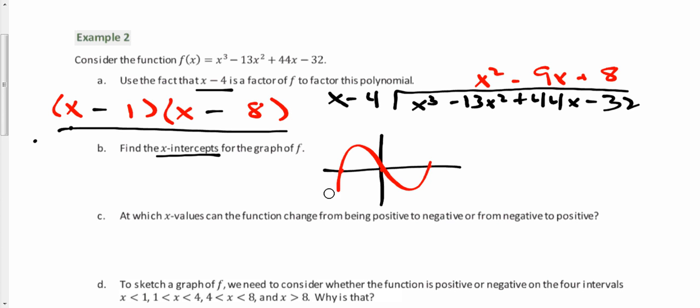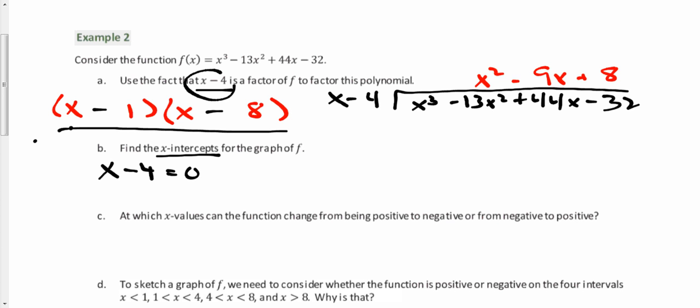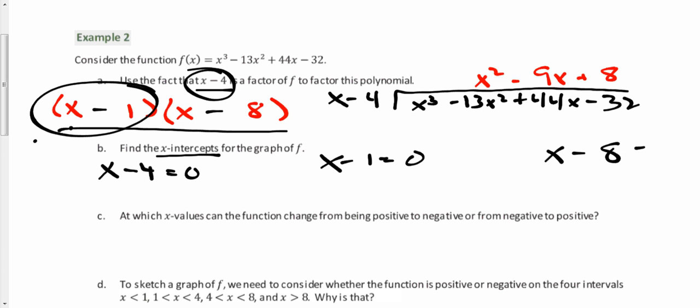So, remember how I find the zeros for my function. I set all my factors equal to 0. So, x minus 4 equals 0, right? There's one factor. X minus 1 equals 0. That's another factor. And x minus 8 equals 0. That's this guy right here. And then I solve for x. So what do I get for my values of x where the function equals 0?